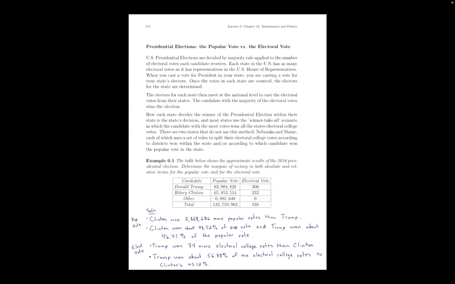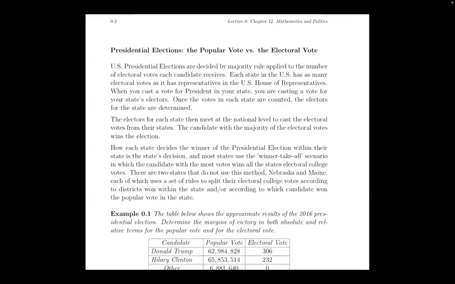So moving right into probably one of the most famous elections in the country, possibly in the world, the U.S. presidential election. The U.S. presidential election is actually decided by majority rule among the electoral college, so among the electoral votes that each candidate receives. So each state has a certain number of electoral college votes, and that number matches the number of representatives that each state has.